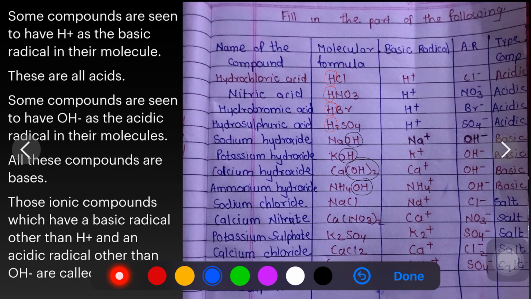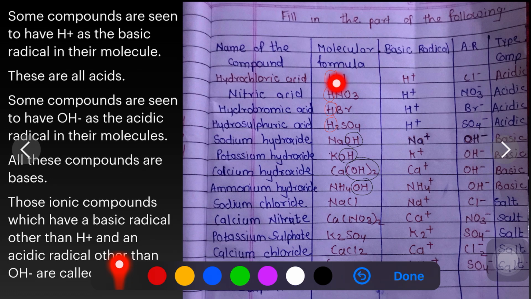Okay students, let us move further. As you can see in your textbook, one column is there. Fill in the parts of the following column. In that column, you have the name of the compound, molecular formula, basic radical, acidic radical, and type of compound. One is done for you.